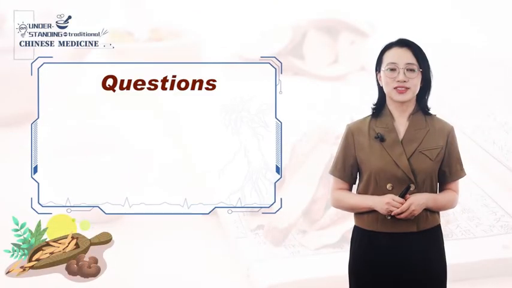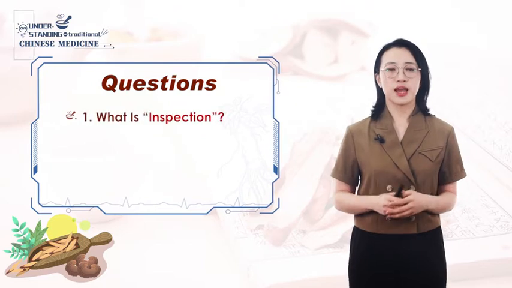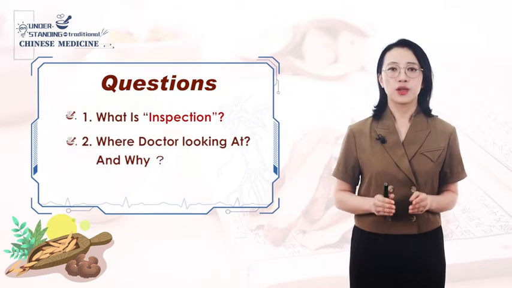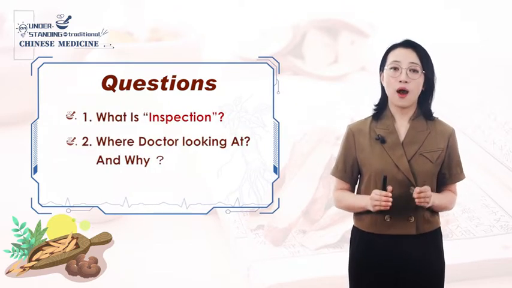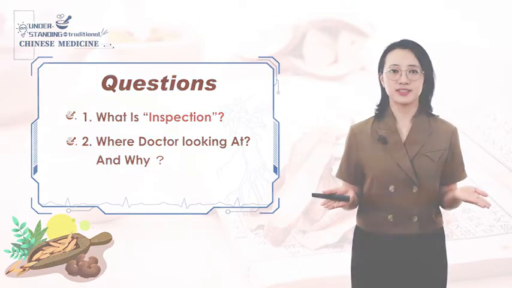Meanwhile, the human eyes can move quickly and capture information faster than the other sense organs. The visual sense of human is very important. Based on these two factors, let's unveil the inspection of TCM. Here are two questions. First, what is inspection? Second, where is the doctor looking at and why is the doctor looking at those places?